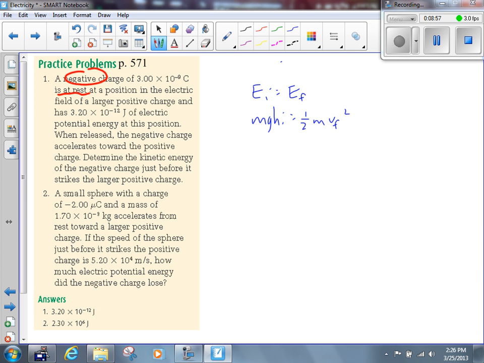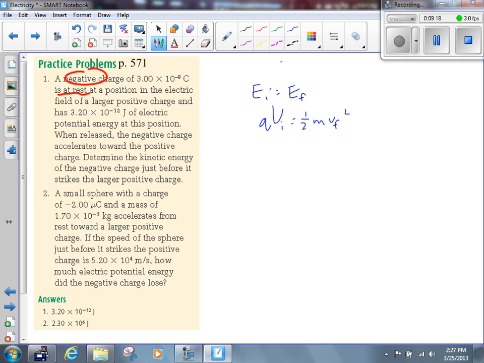Now, see what I've done there? All I've done is pictured the car at the top of the hill, the bottom of the hill, what kind of energy does it have? And then I've subbed in equations. I'm going to replace mgh with qV, because of course we're not really talking about gravity here, we're talking about electricity. Otherwise, the equation is the same.